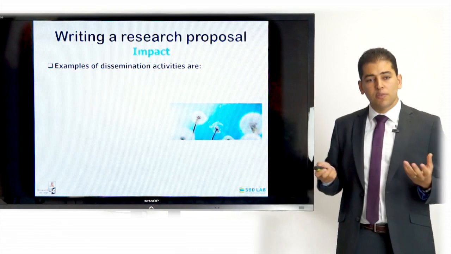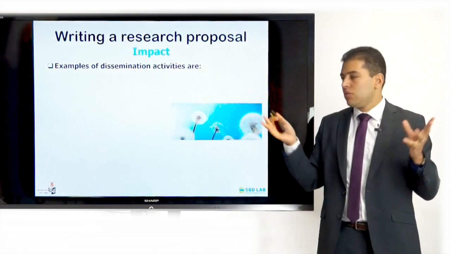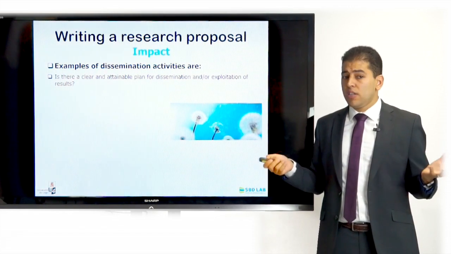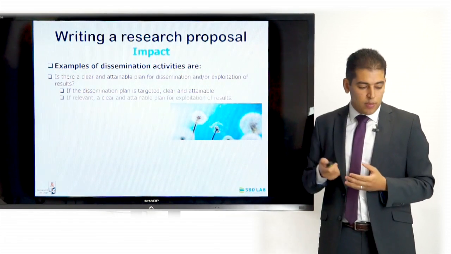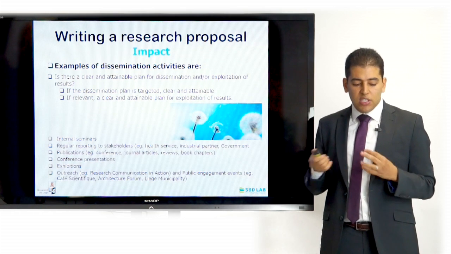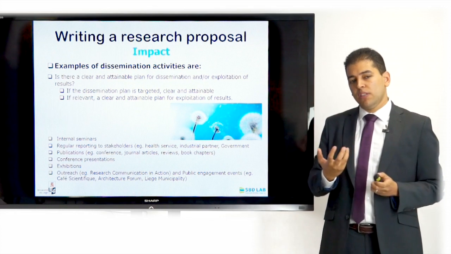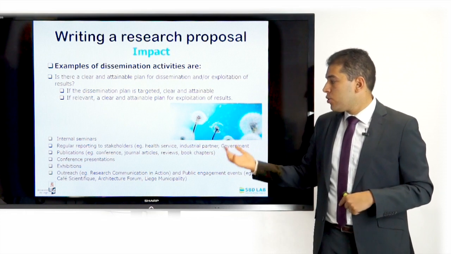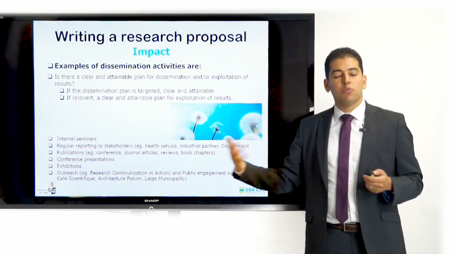Examples for dissemination activities, also to spread. Dissemination means spreading your research findings. Is there a clear or attainable plan for dissemination for your results? This is a question. Is the dissemination plan targeted, clear, and attainable? Is it relevant and do you have a clear exploitation of the results? These are all important topics, and you can disseminate your work by publishing it, by having internal seminars, regular reporting, publication, conferences, exhibition, or reaching out, communicating with the community.